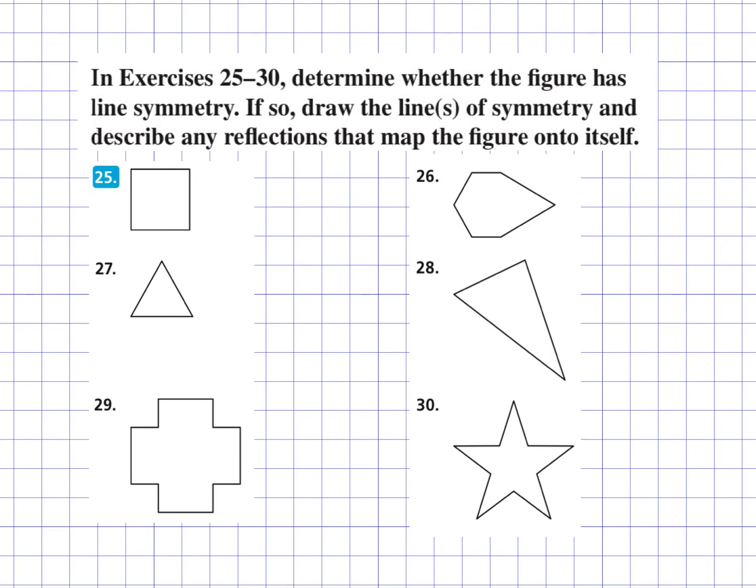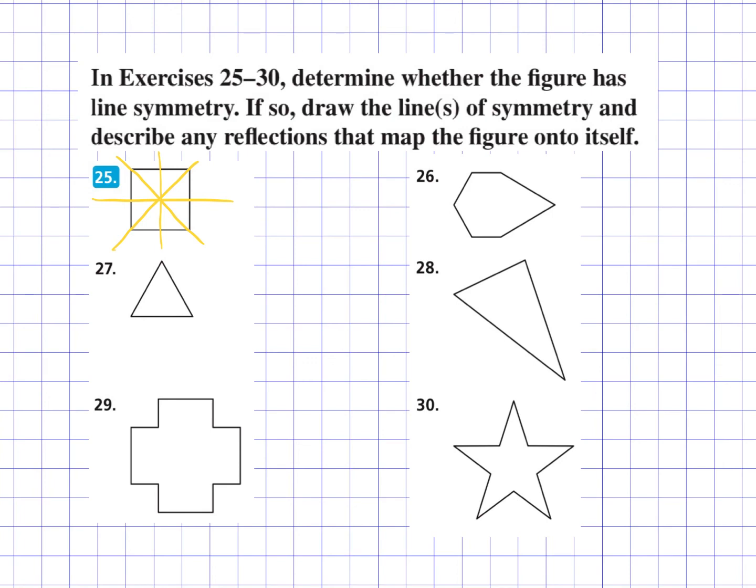Just drawing the lines of symmetry. Let's just use yellow here. So a square, there's one line of symmetry where it folds over on each other, folds over on each other that way, and also diagonally. So there's 4 lines of symmetry.